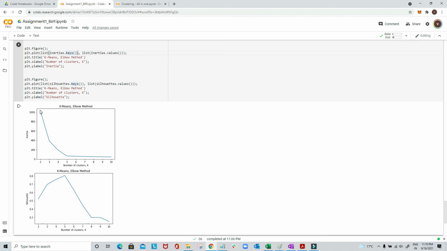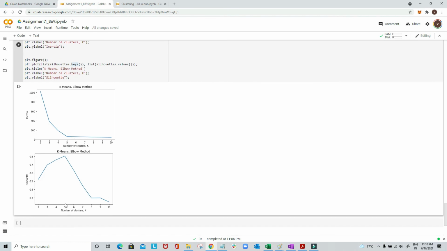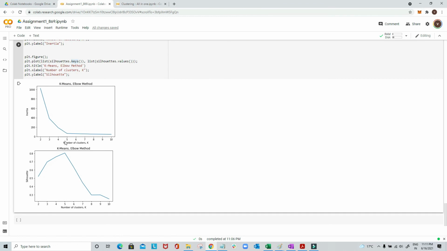And when I plot it against the clusters, as you can see, from k equals 2 and so on till 11, at k equals 5 we can see the inertia value almost becoming stable, not decreasing as fast. So this is an inflection point, and this can also be confirmed by the Silhouette score plot. As you can see, it has peaked at k equals 5. So the right number of clusters for this data set is 5 clusters.